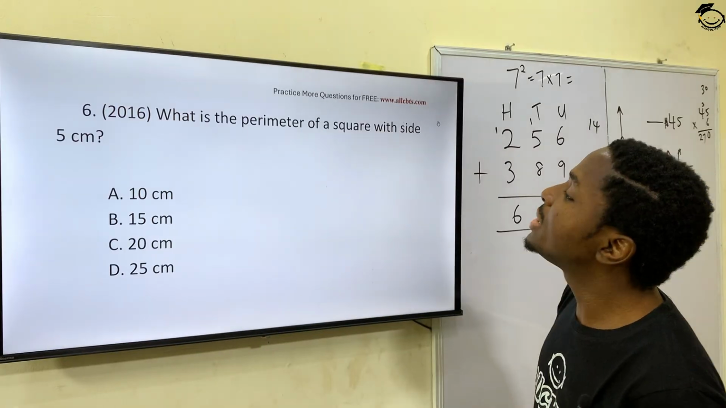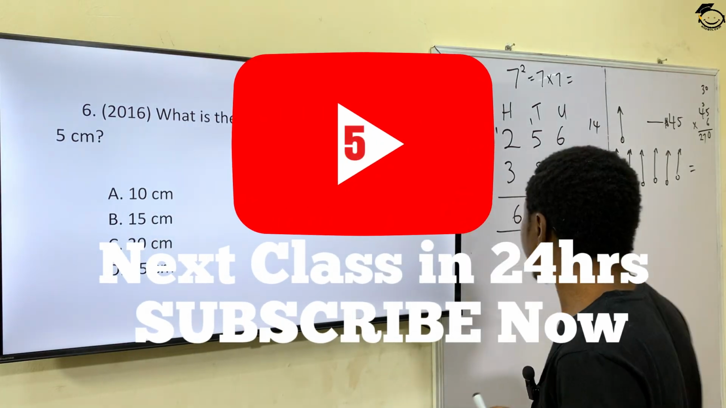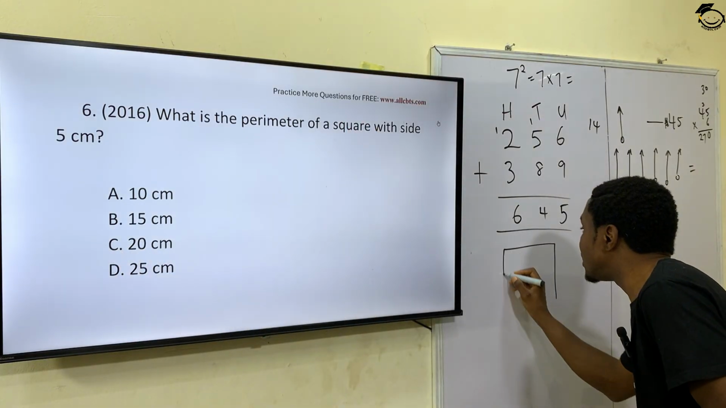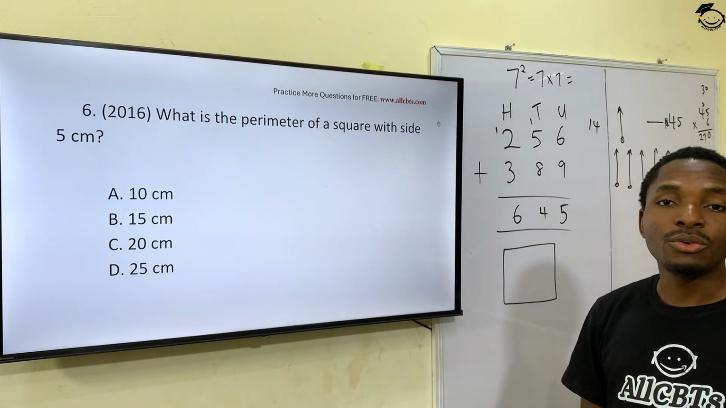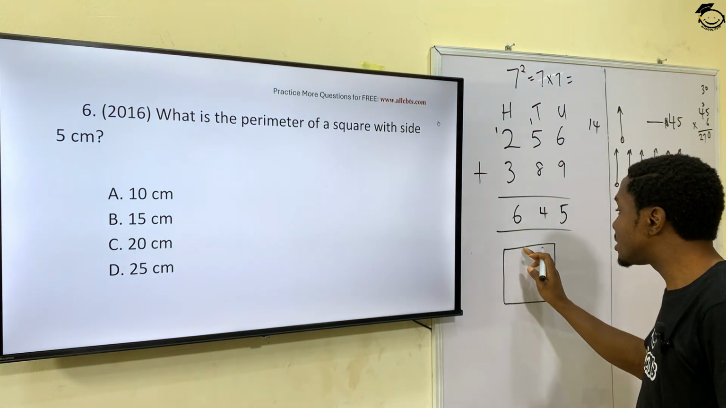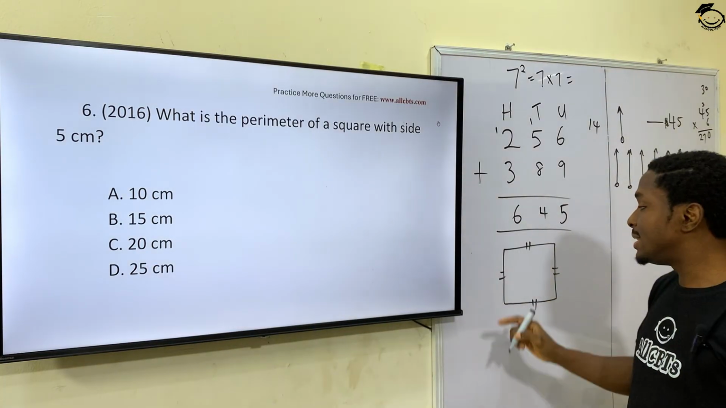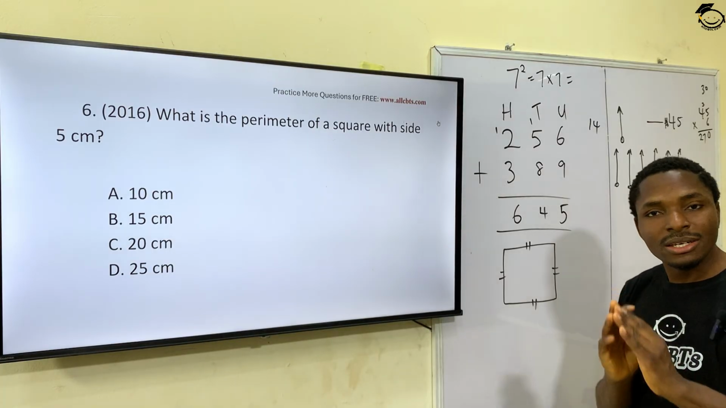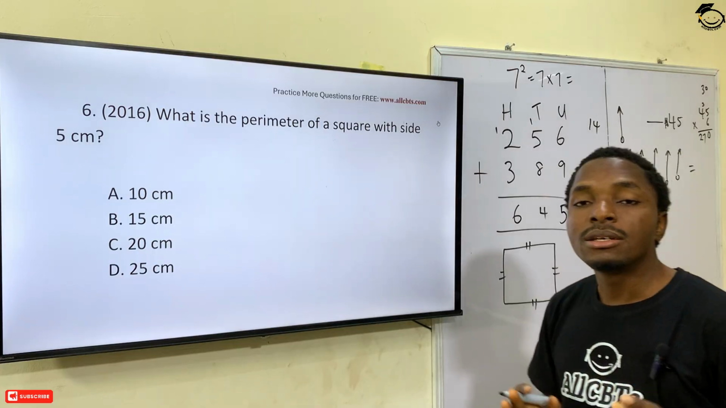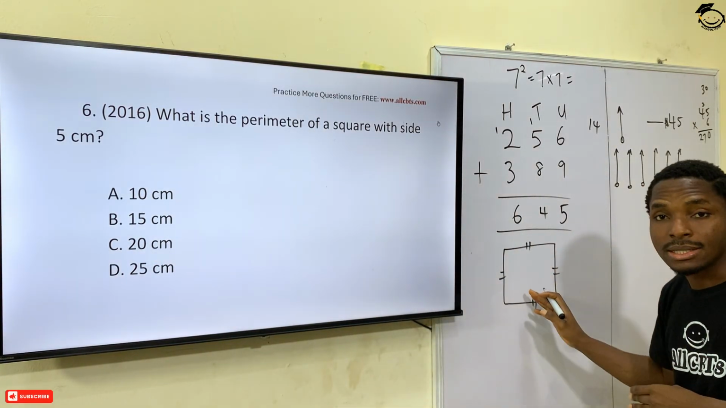Right? From 2016, what's the perimeter of a square with side 5 centimeters? So let's draw the square. Now this is the shape of a square. You know, in a square, all its sides are equal. It has 4 sides. This side is equal to this side, right? It's a square. All angles are 90 degrees. Because we have 4 angles, that makes 360 degrees. So the total sum of angles in a square is 360 degrees.